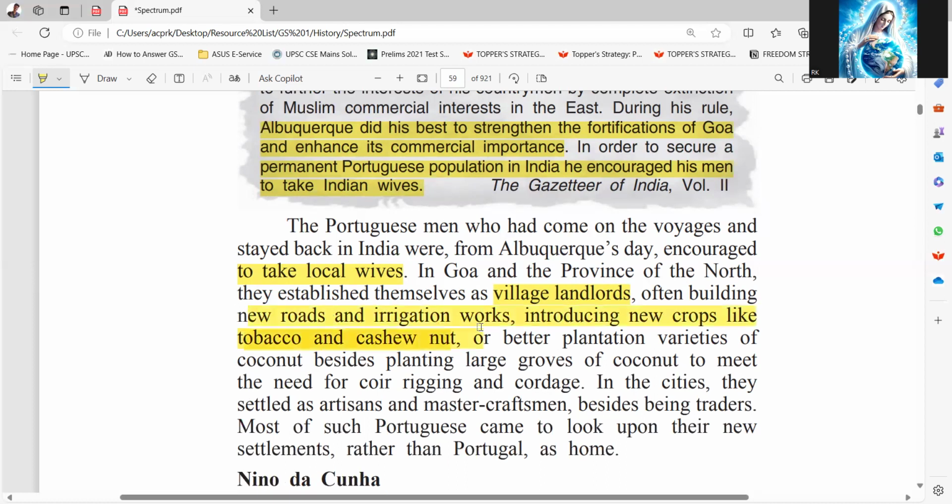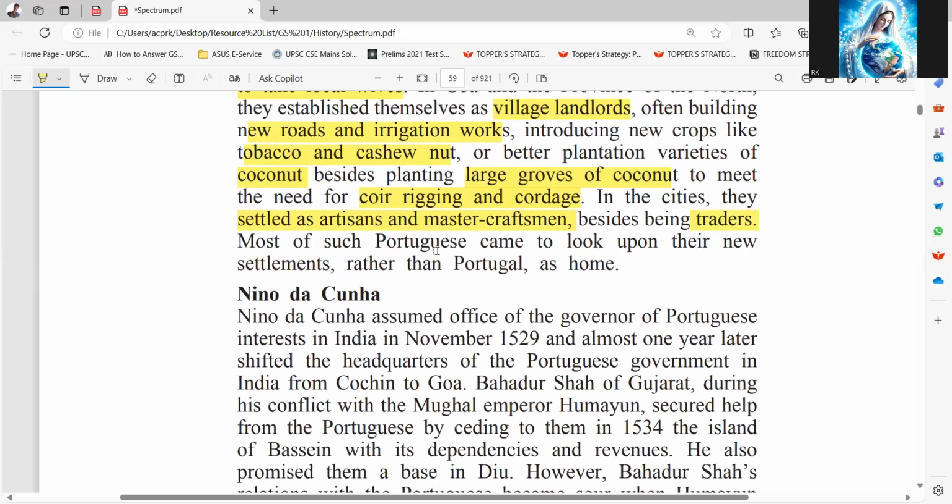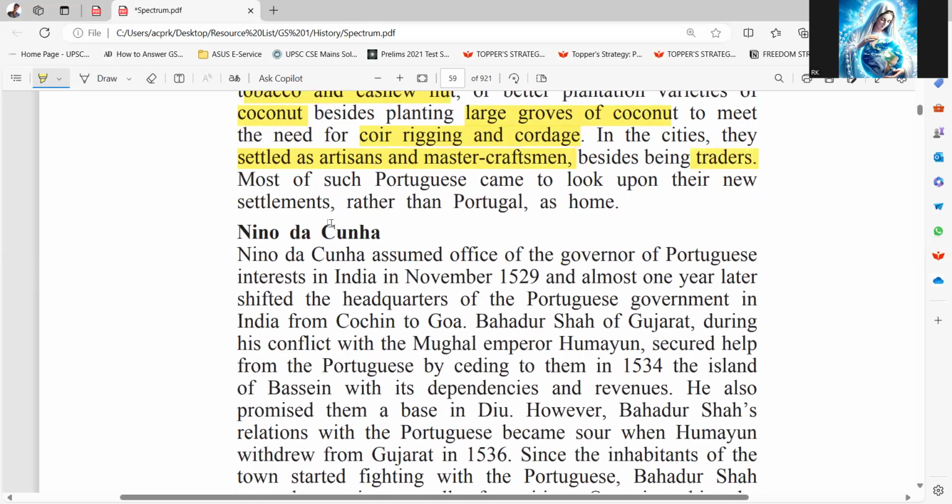and cashew nut, or better plantation varieties of coconut, besides planting large groves of coconut to meet the need for coir rigging and cordage. In the cities, they settled as artisans and master craftsmen, besides being traders. Most of such Portuguese came to look upon their new settlements rather than Portugal as home.